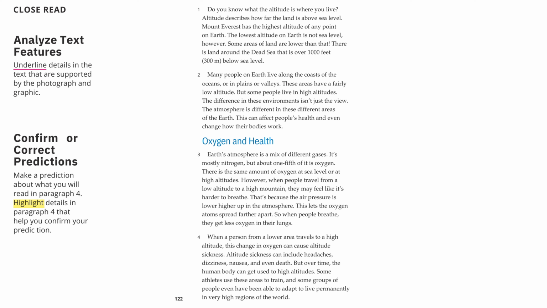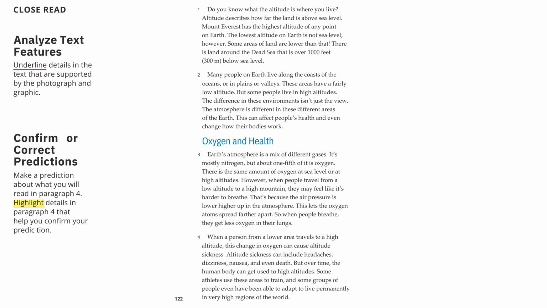That's because the air pressure is lower higher up in the atmosphere. This lets the oxygen atoms spread further apart, so when people breathe, they get less oxygen in their lungs. When a person from a lower area travels to a high altitude, this change in oxygen can cause altitude sickness. Altitude sickness can include headaches, dizziness, nausea, and even death.